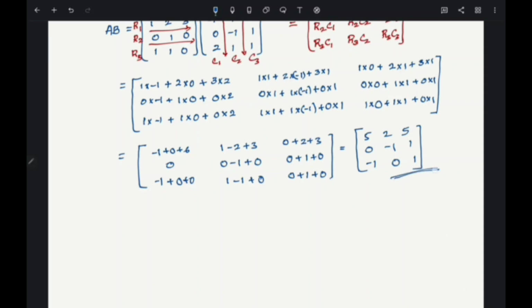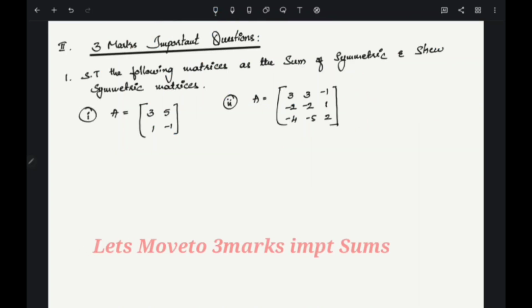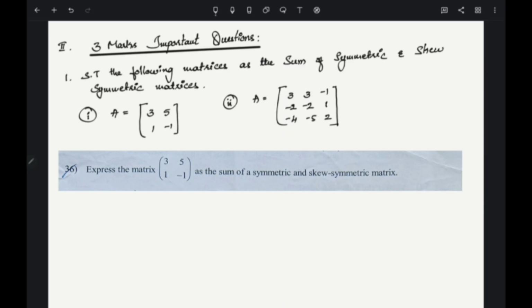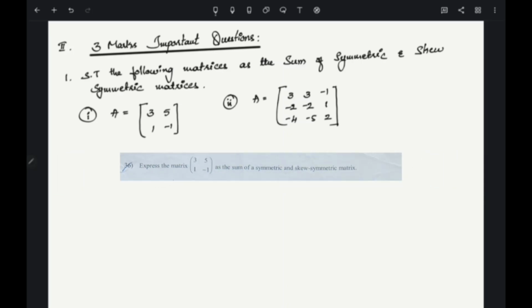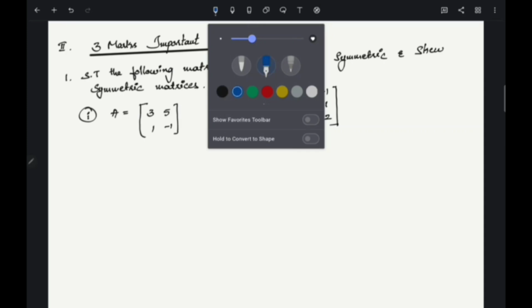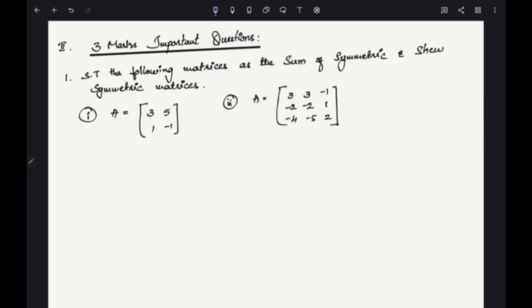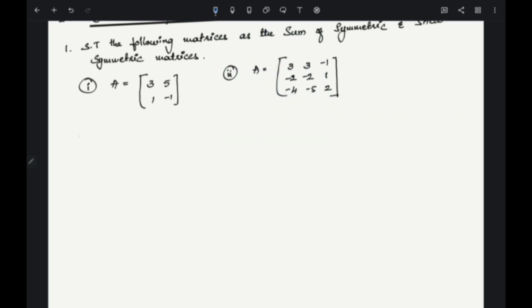So now I think you have understood the concept of matrix multiplication. Now let's move on to the 3 marks important questions. The first one I have taken is: show that the following matrices are a sum of symmetric and skew symmetric matrices. I have given two options or two questions. First we will solve the first one.